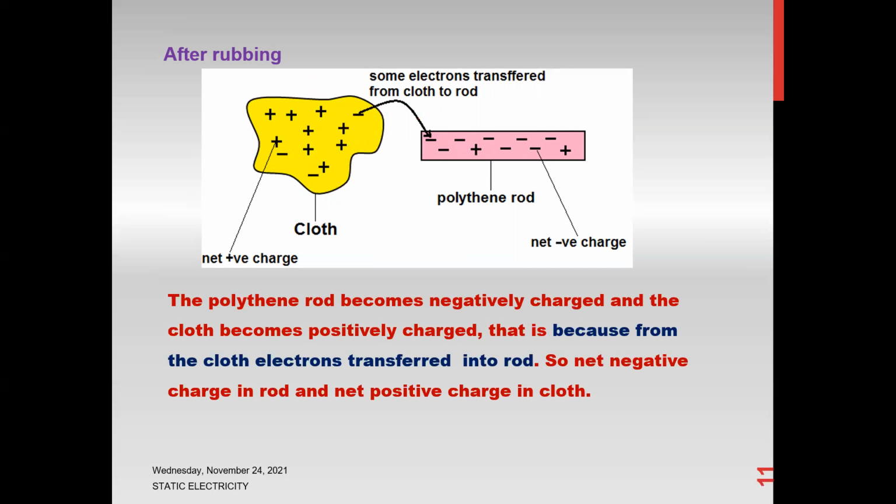Is it clear how we can charge an object by rubbing? When we rub them together, it produces heat, and that heat allows the electrons to jump from one surface to another. The surface which loses electrons will be positively charged, with a net positive charge, and the surface which gains electrons will have a net negative charge.